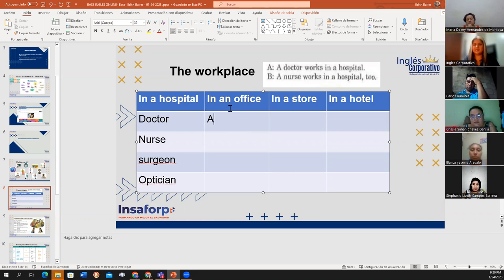Architect. Lawyer. Judge. Clerk. Scientist, maybe in a lab. Receptionist. Yes. Okay, salesman.